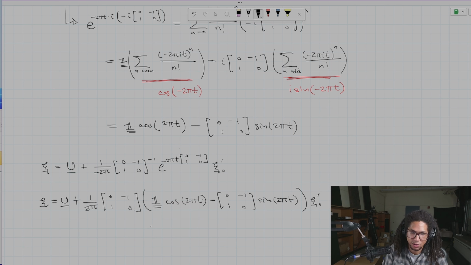Okay, and the last thing to do is just multiply this matrix through. So we're going to get u plus 1 over 2 pi times 0 minus 1, 1, 0 times cosine of 2 pi t. Okay, and then I'm just going to remember that this matrix times itself gives me the negative identity matrix. So then this becomes plus the 2 by 2 identity sine 2 pi t, and all of that times c naught prime.